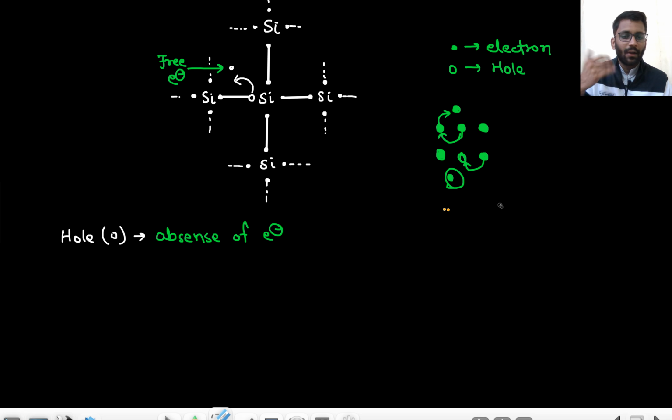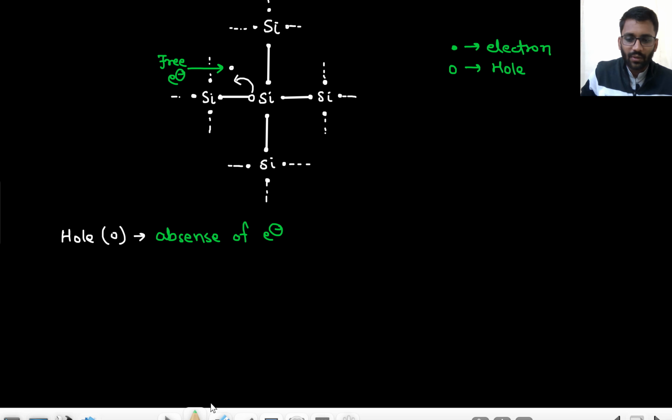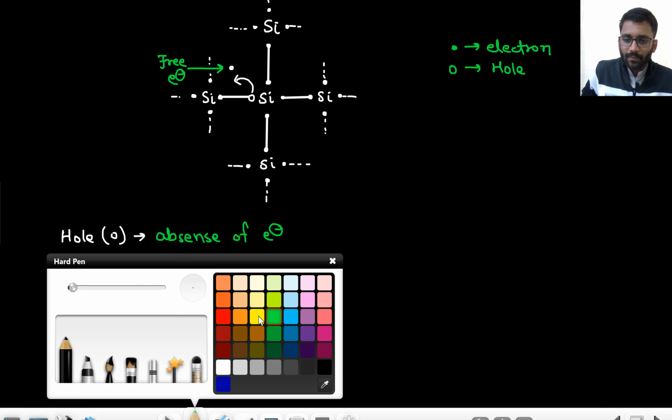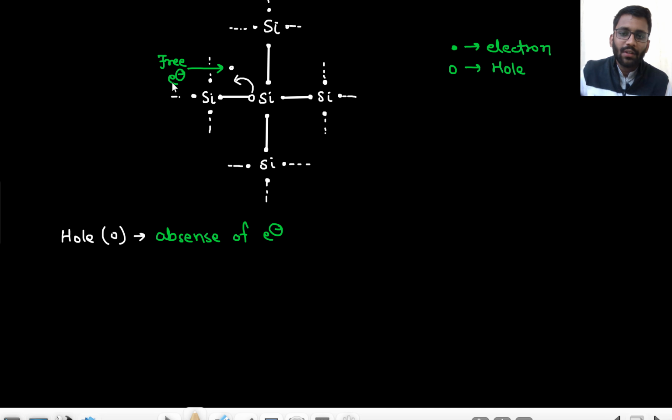So basically hole is nothing but the absence of electron only. Hole is not something different. It is just a vacancy of electron, that is known as hole. Since this is a free electron, it is known as charge carrier.